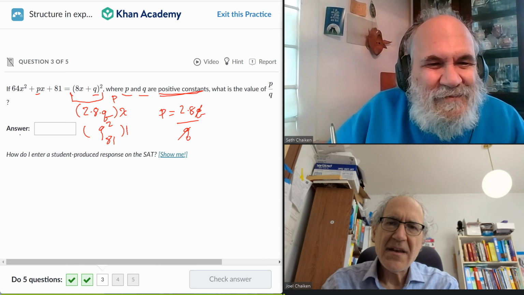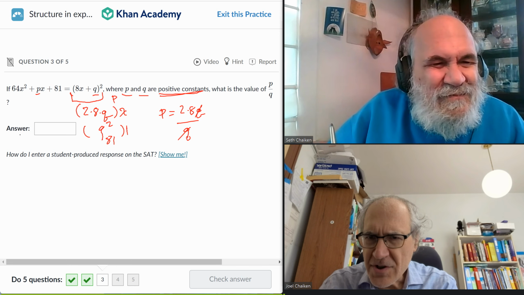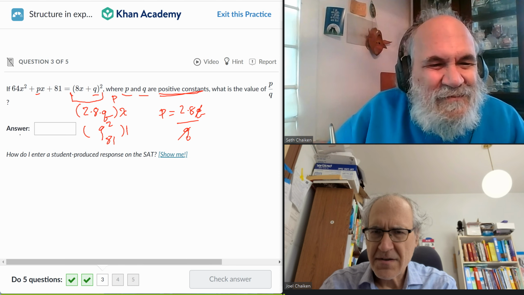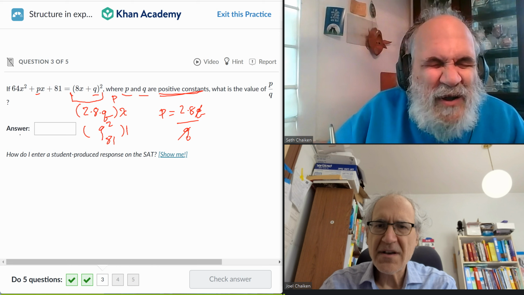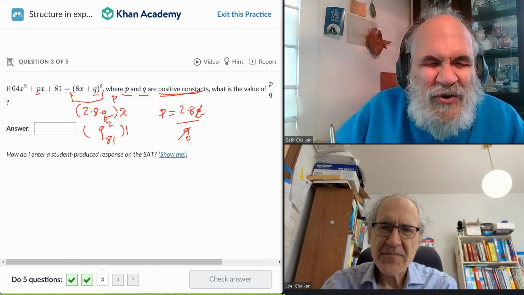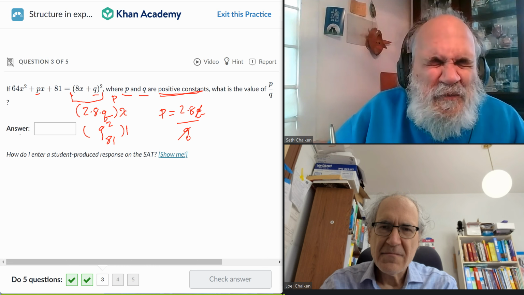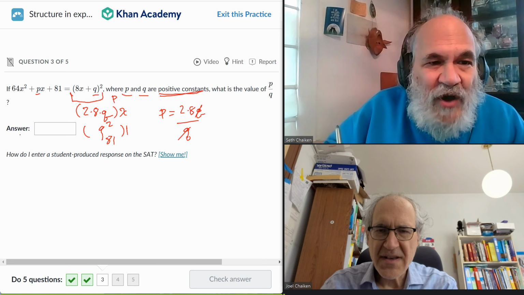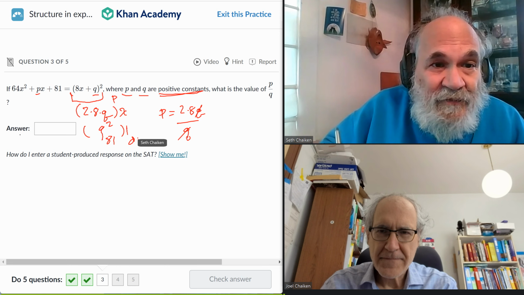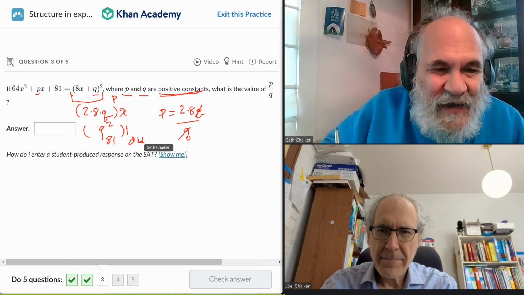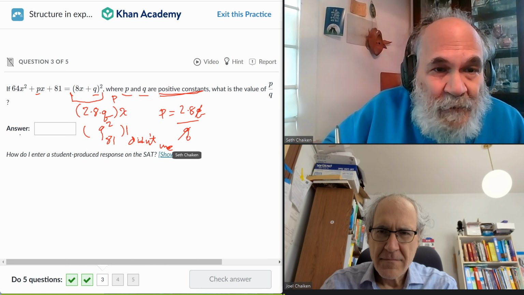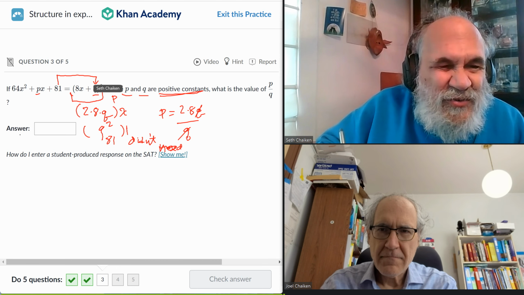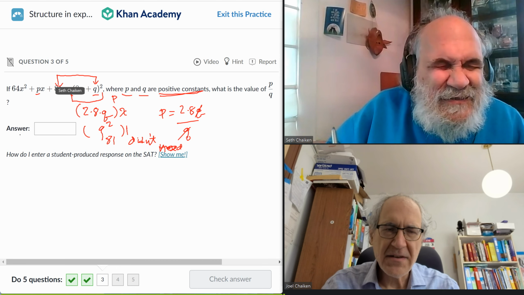Oh, I see. Right. Q is 9, yeah, but you don't need Q. They're not asking for Q. They're asking for the ratio of P to Q. So that's 16. I didn't need to know that. I didn't see far enough ahead to realize that we didn't really need to match the 81 with the Q squared.